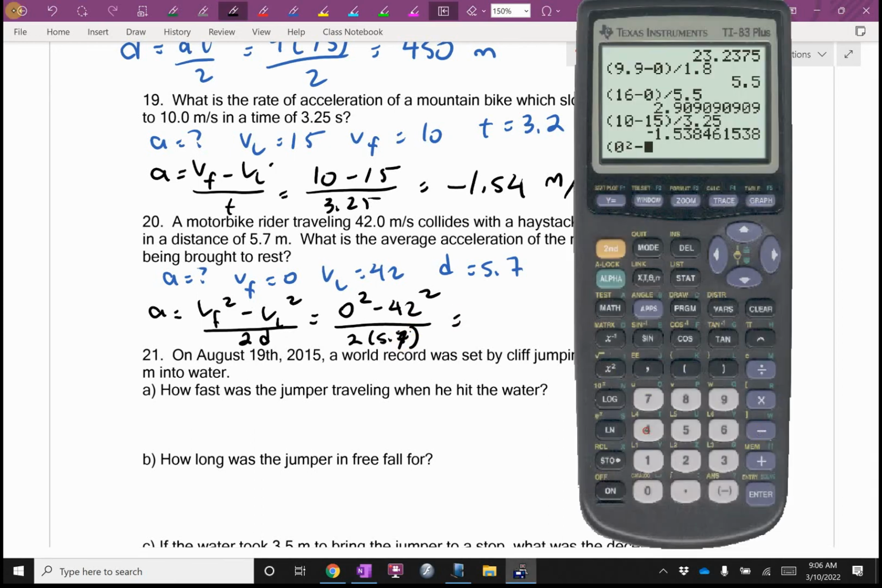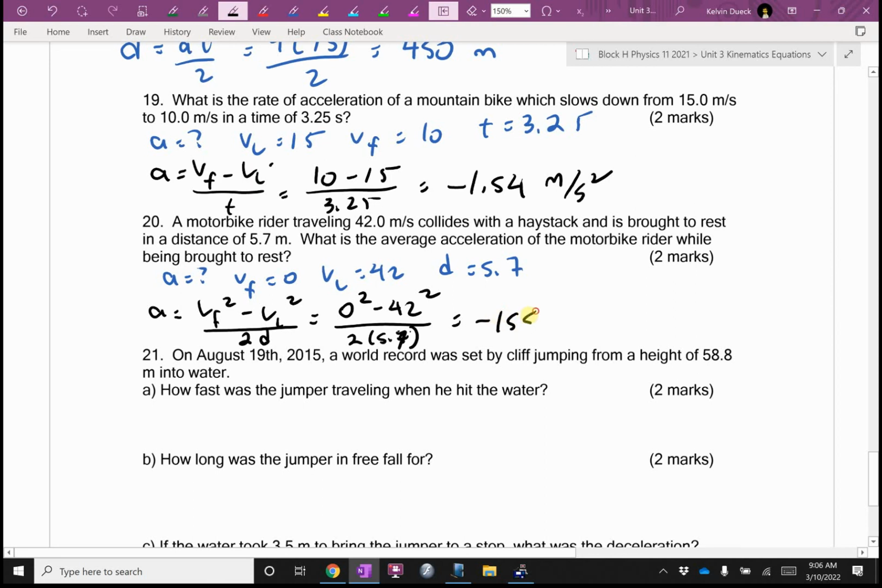0 squared minus 42 squared all over bracket 2 times 5.7. And I get negative 155. So about 15 G's. Probably this person would survive, but they're probably taking a trip in an ambulance. Negative 154.7. If you wrote that, I'd accept that. I'm just going to write negative 155 meters per second squared. Right? And that's meters per second squared. That's not G's. Divide by 9.8 to convert that to G's. That's a messy squared.